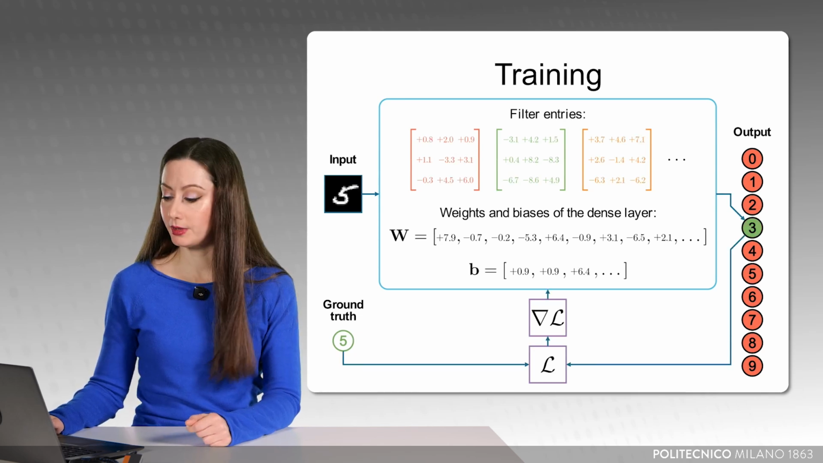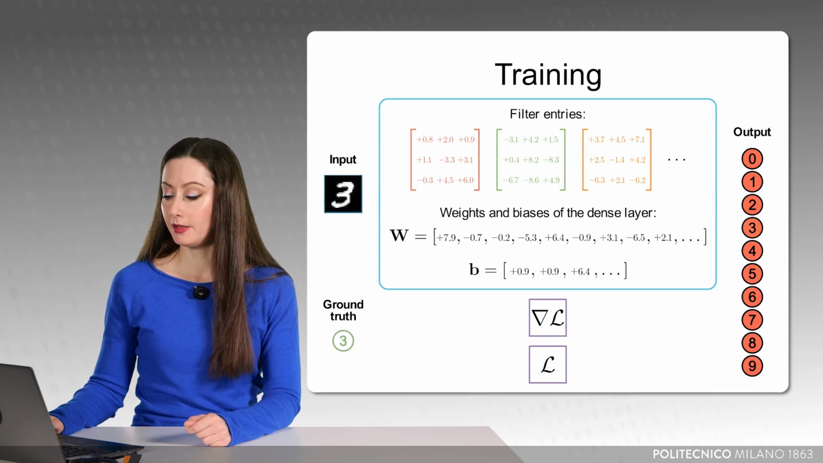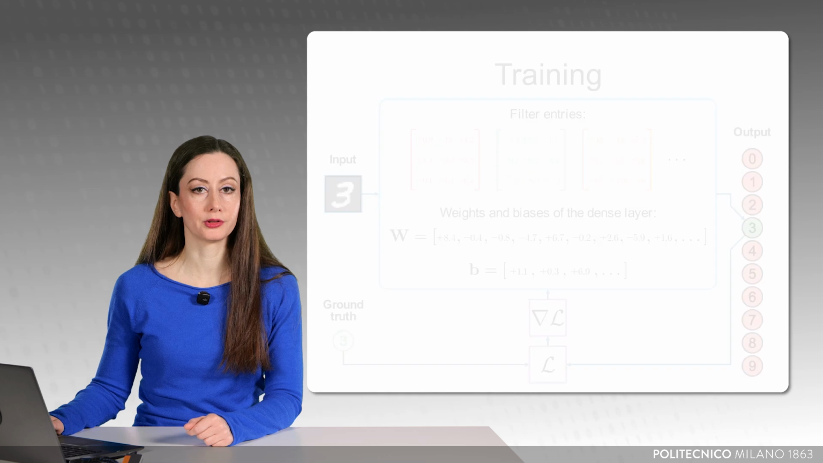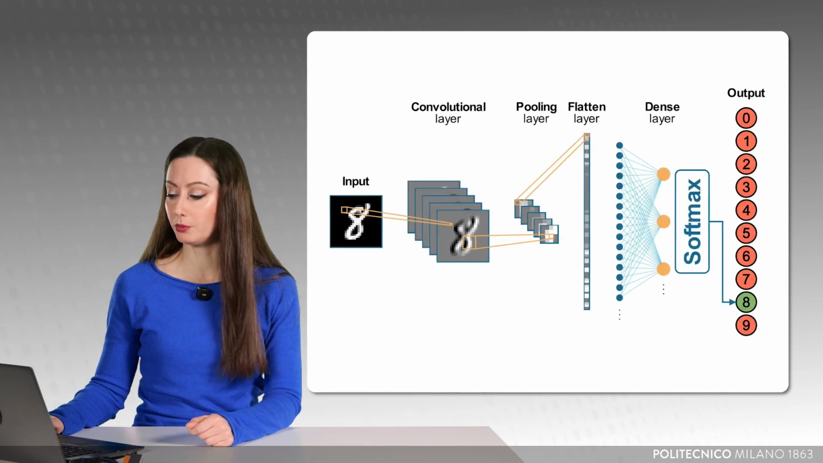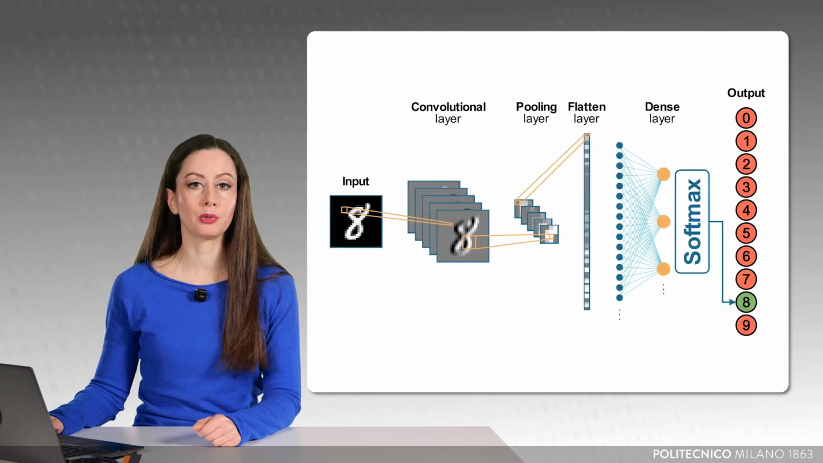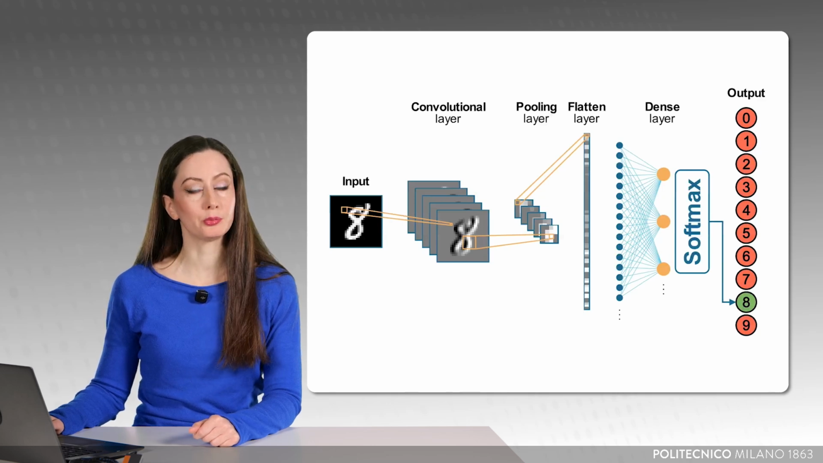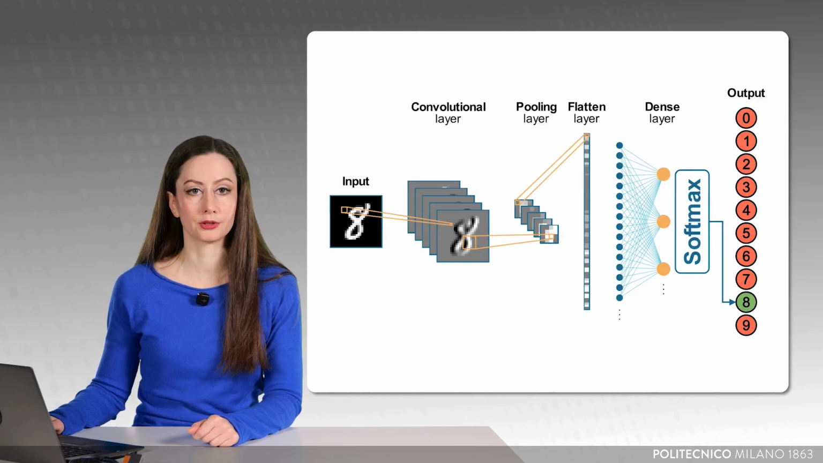So summarizing, training is nothing else than the minimization of the loss with respect to the values of the network parameters. And in the following videos, we are going to see this in action by implementing in Python and MATLAB a digit classifier based on image processing and convolutional neural networks.